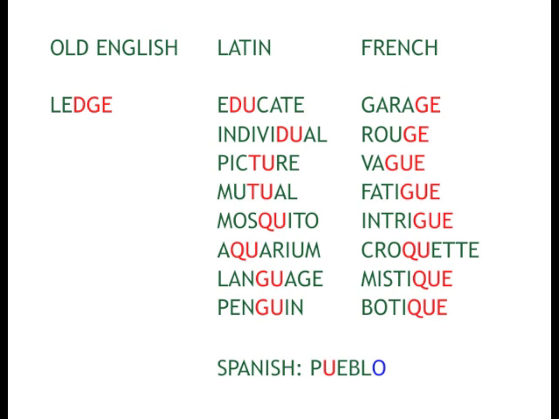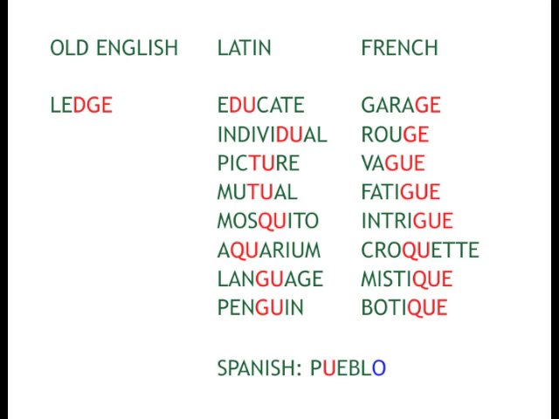QUE in Old English words says qua. However, in a few Latin and French words, it'll say ca, like in mosquito from Latin, mystique and boutique from French. Along similar lines, a GUE in French is often used for ga, vague, intrigue. And French also has a sound that English does not have, je, like in garage.